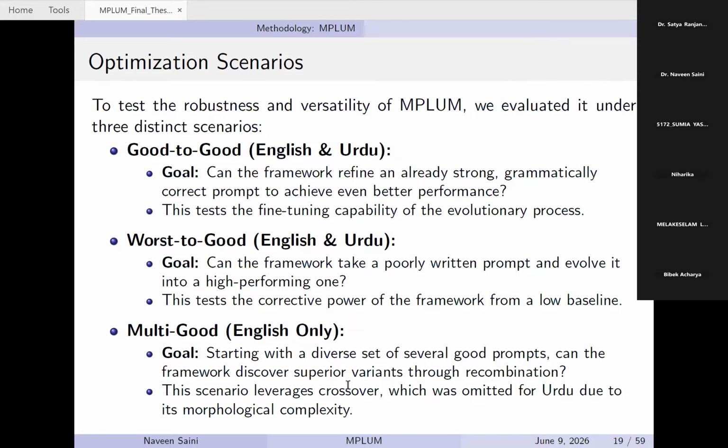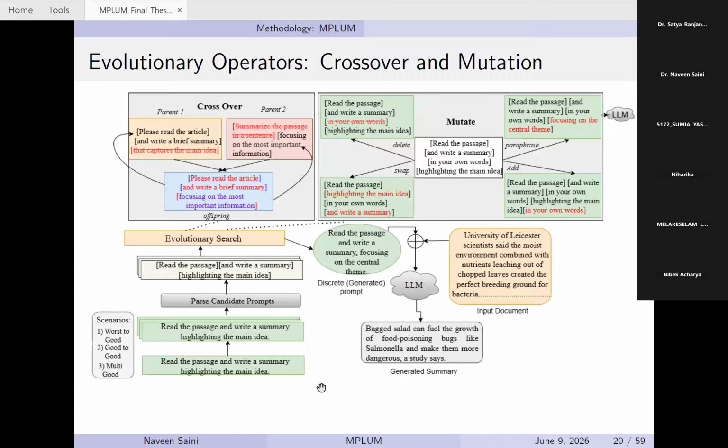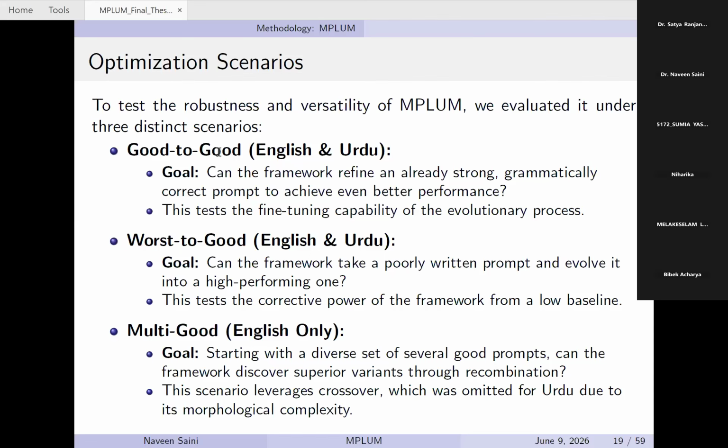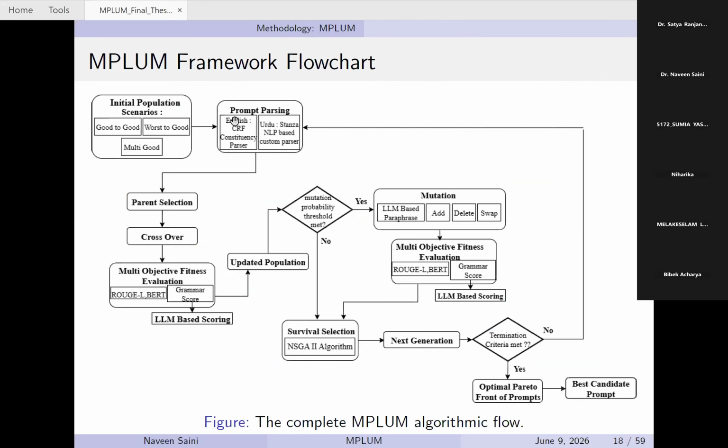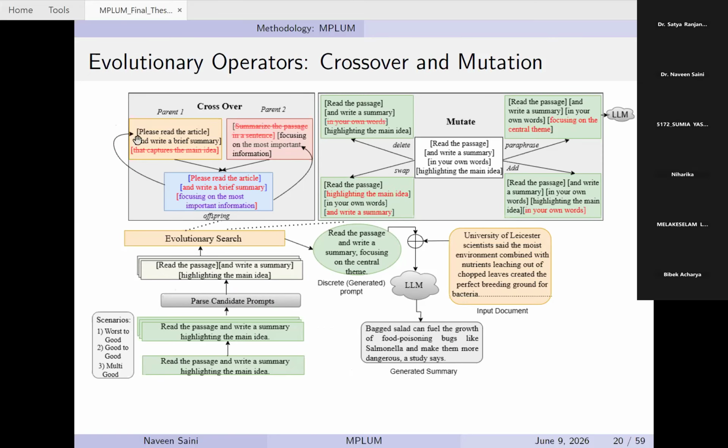Now let me discuss the crossover and mutation procedure. Suppose parent 1 and parent 2 are there. Please read the article and write a brief summary that captures the main idea. If you remember, we have done the parsing here for the English and Urdu languages. If you see here, in the bracket, this is one phrase, the second bracket is the next phrase, and this is the third. You can say chunks. This parsing is done by some available tools.